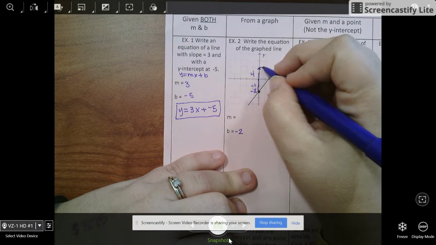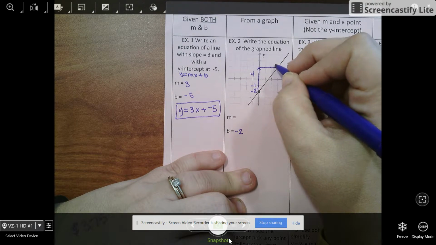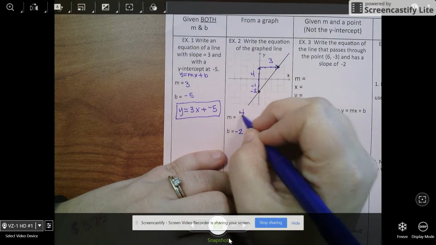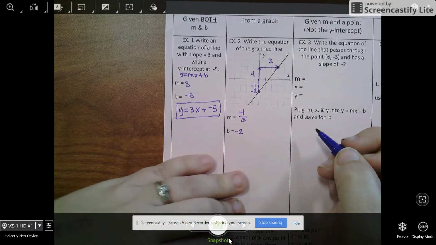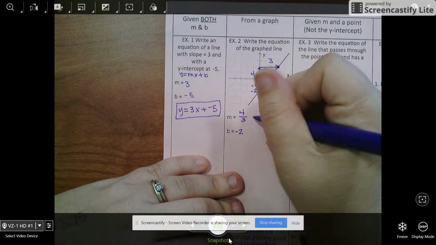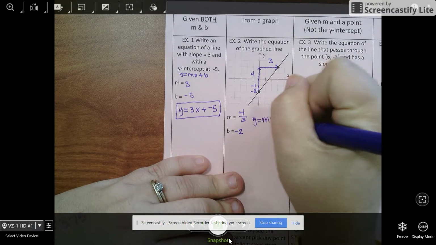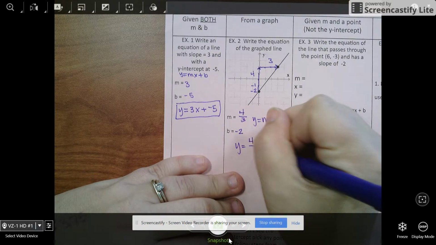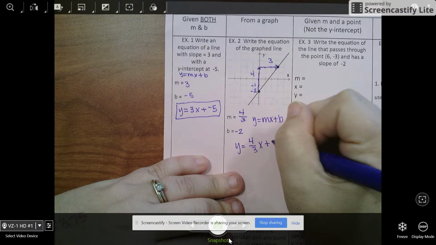And then it's over 1, 2, 3. So it's up 4 over 3. If I could reduce it, I could go ahead and reduce it, but I don't have to. So remember, it's y equals mx plus b, and I'm just going to plug it in. So y equals 4/3 x plus -2.